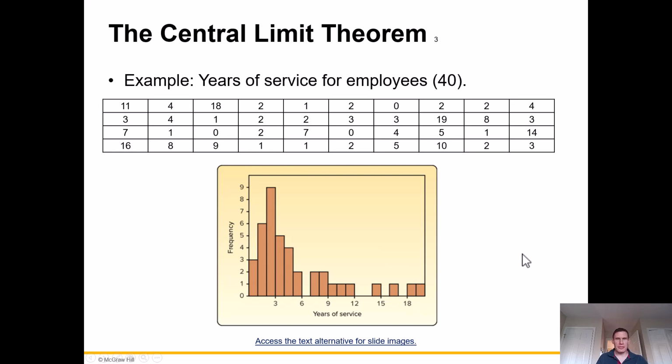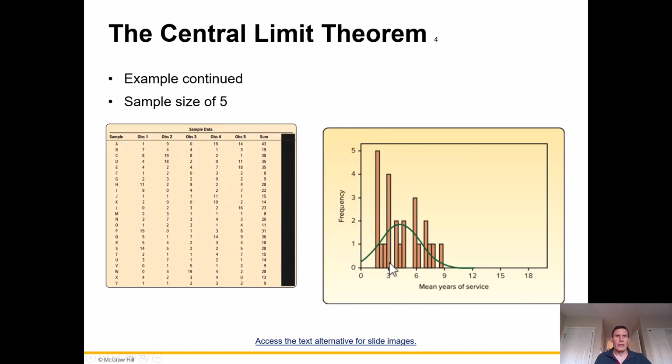So, example: years of service for employees. There are 40 of them. They've got all this data here, and you can see they've got the frequency and the years of service. You look at that and say, okay, it looks like it's skewed to the right-hand side. It maybe looks on the left like a bit of a normal distribution, but you certainly see a lot of skewness there.